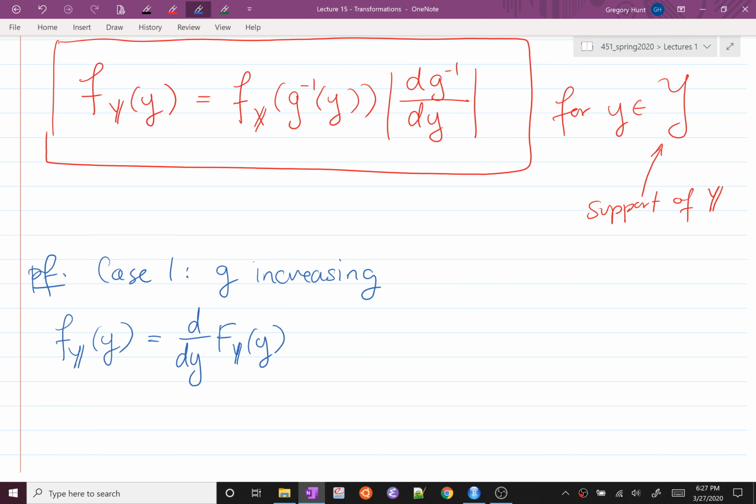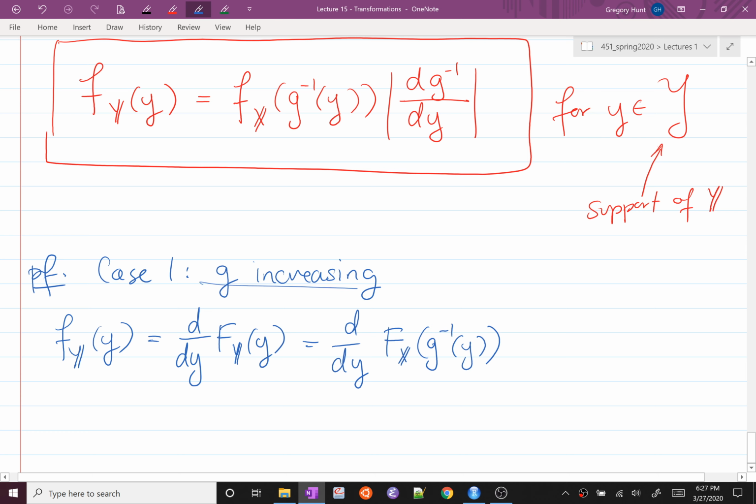Well, I have a formula for how the CDF of y is related to the CDF of x, and that's why we did the CDFs first. The CDF of y is related to the CDF of x. It's F_X at g inverse of y if g is an increasing function, right? And that's just what we did.